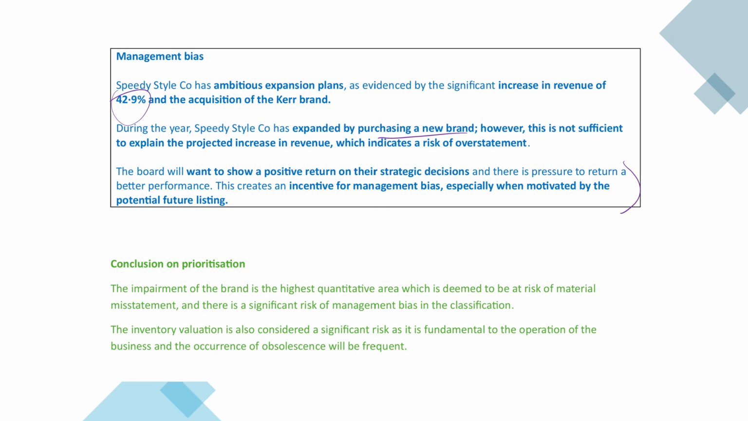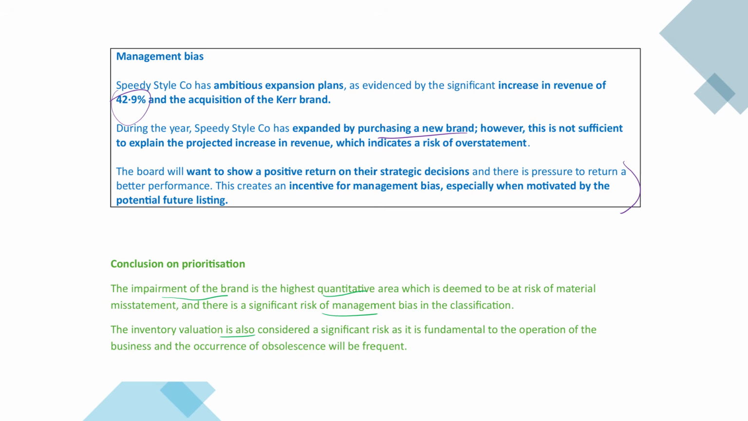We're not going to forget the two easy professional skills marks for risk prioritization. So the examiner has prioritized the impairment of brand because A, it's the most material, and plus there's a significant risk of management bias. And then secondly, the inventory valuation is also considered significant because it is fundamental to the operation of the business and there are concerns about its obsolescence.